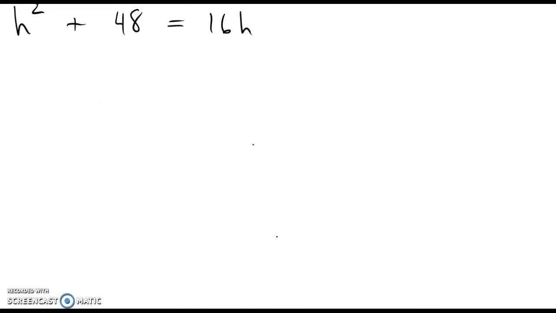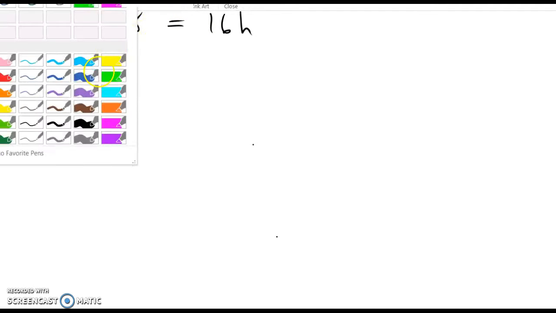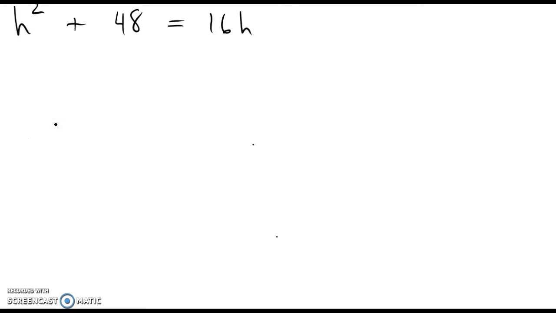Finally, we've got to rearrange this. We're going to subtract the 16, and we're going to find the zeros of this one also. I'm going to explain what that means in one moment after I find the appropriate pen. I'm going to subtract 16 on both sides. Now I'm going to write it in the order of descending exponents. Plus 16h plus 48 is equal to 0.